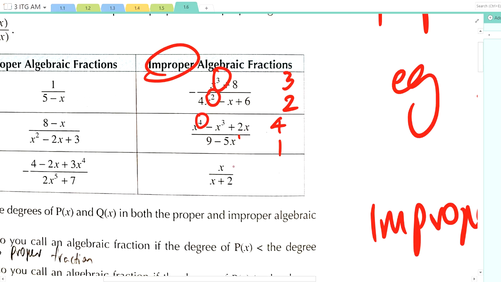Finally, we have the last case, degree 1. Denominator degree is 1 as well. Since 1 is not larger than 1, therefore it is also improper. Okay?